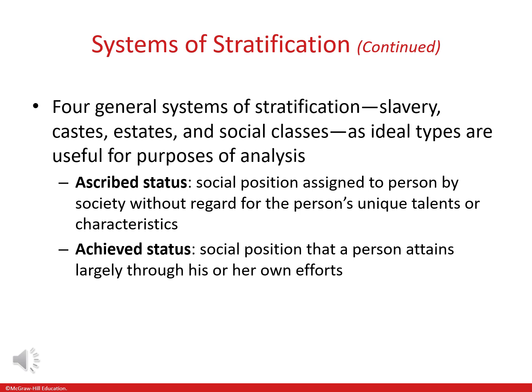There are 4 general systems of stratification: slavery, caste, estates, and social classes. As mentioned in previous chapters, ascribed status is a position assigned to a person by society without regard to their talents, so you could be born into an ascribed status. Achieved status is a social position that a person attains, so they work for it.